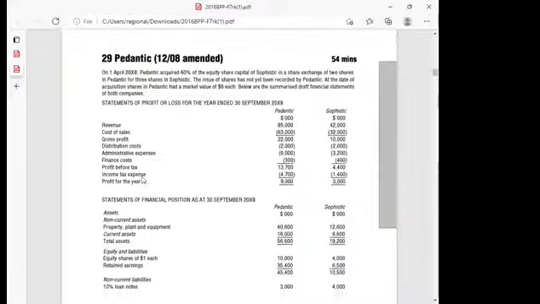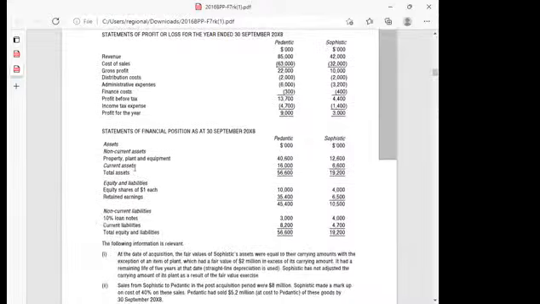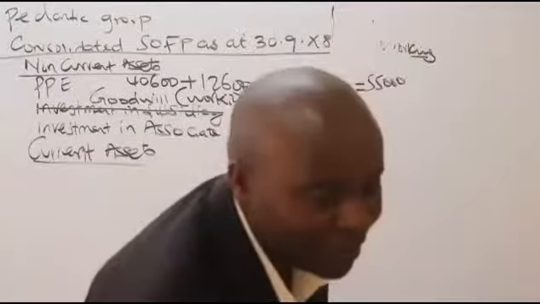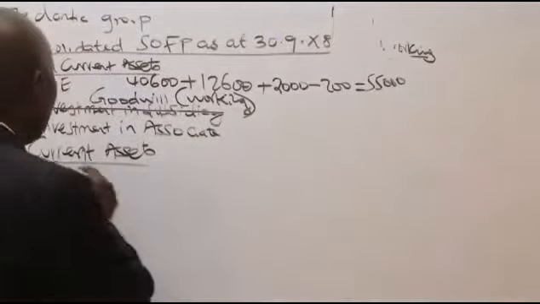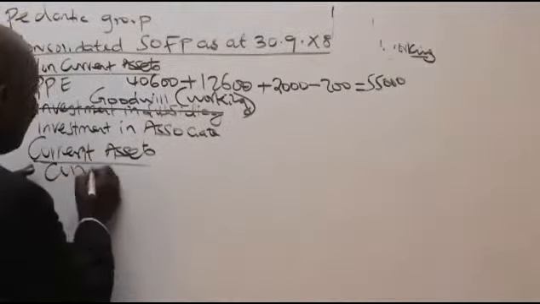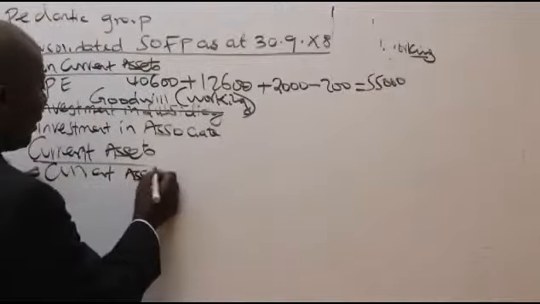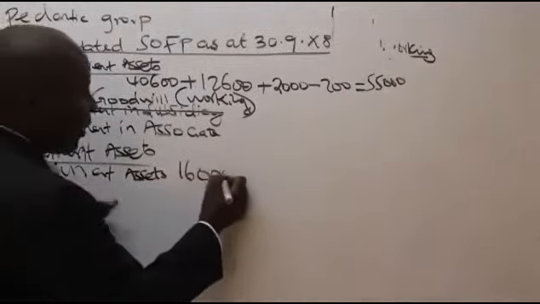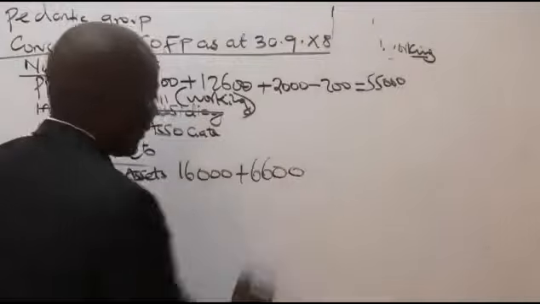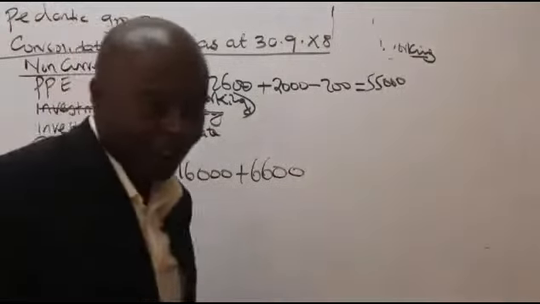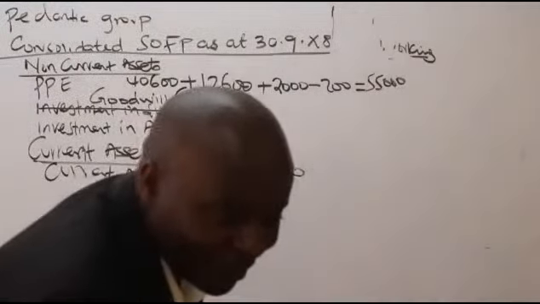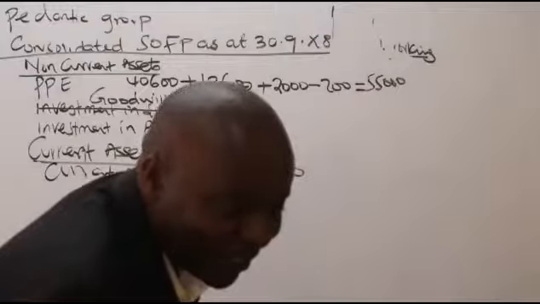Ladies and gentlemen, our current assets, they are here. This guy has done something very nice. Our current assets, I can see 16,000 and 6,600. I'll simply combine them, simply put them together. So we have 16,000 plus 6,600 like that.